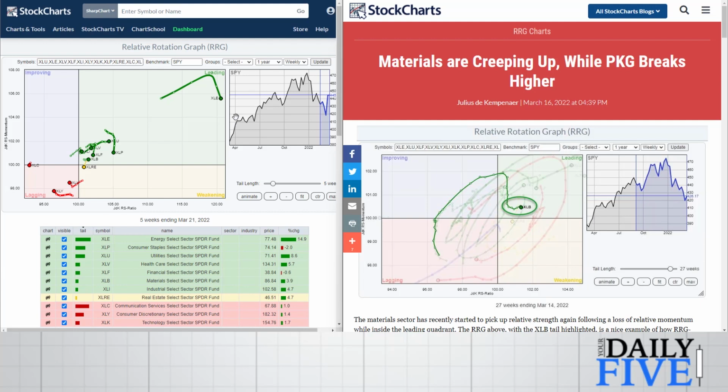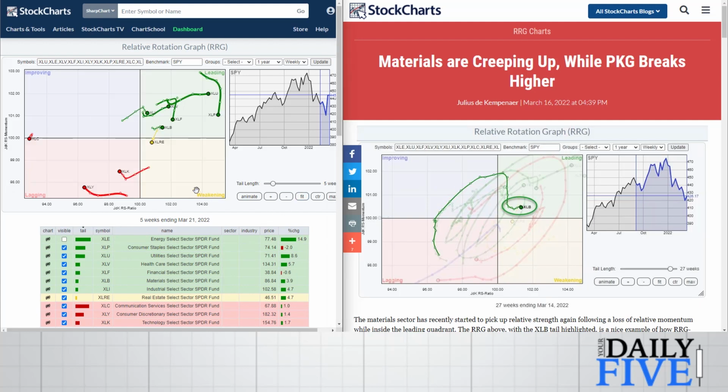Left-hand side, you see the weekly RRG for the 11 S&P sectors. As has been the case for the last few weeks, maybe even months, the tail for the energy sector, XLE, is distorting the picture because it is so far pushed out into the leading quadrant that it is compressing the rotation of all the other sectors. So I'm going to tick that sector off and then fit the whole image again, and then we get a better angle of what's going on.